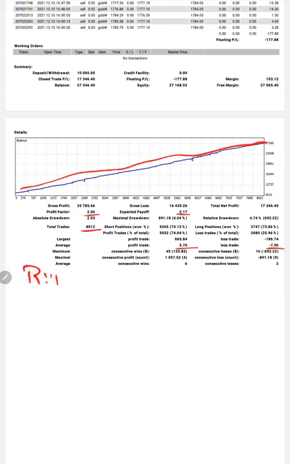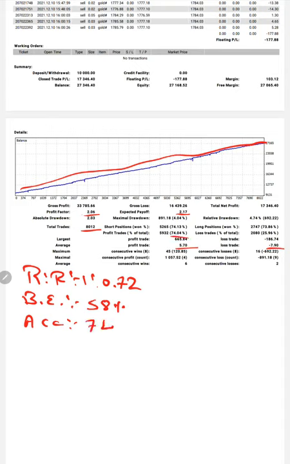Risk reward ratio will be 1:0.72, and break even point will be 58%. Current account accuracy is 74%, so we can say we are 16% up by the requirement.